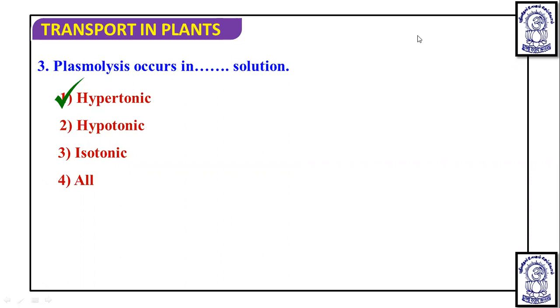Three mechanisms. Now two more mechanisms of plant water relations are remaining, and those are DPD, diffusion pressure deficit, and water potential. That we will discuss in a separate lecture.